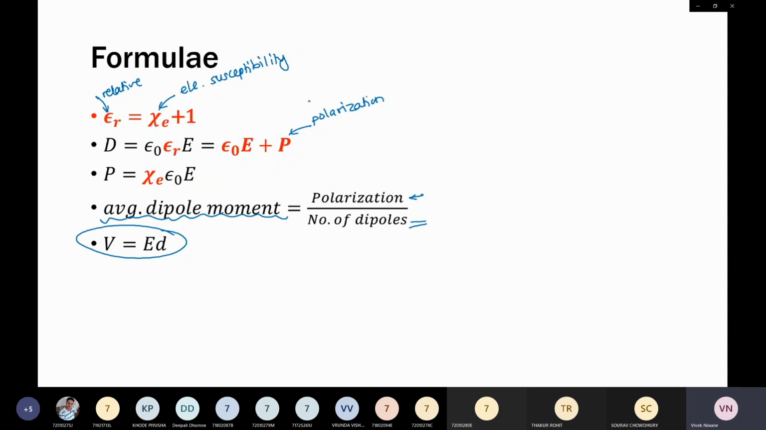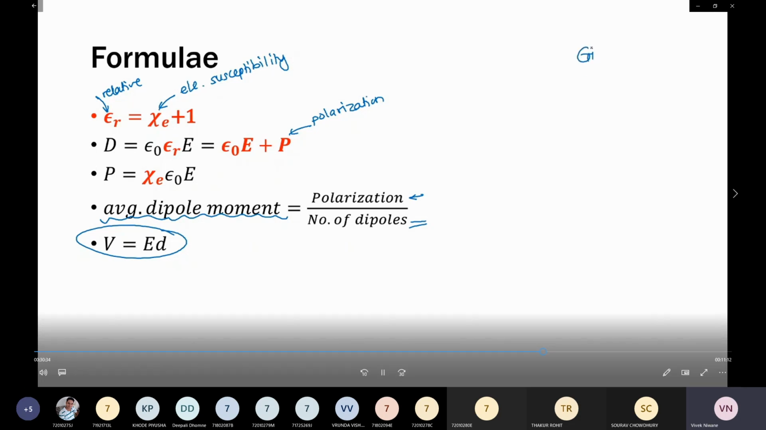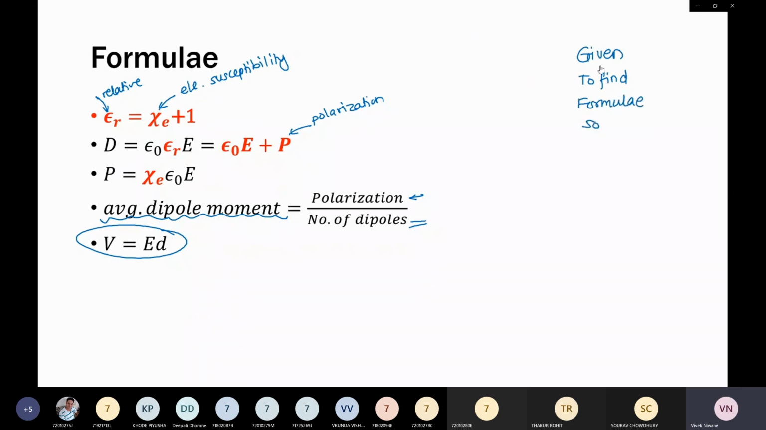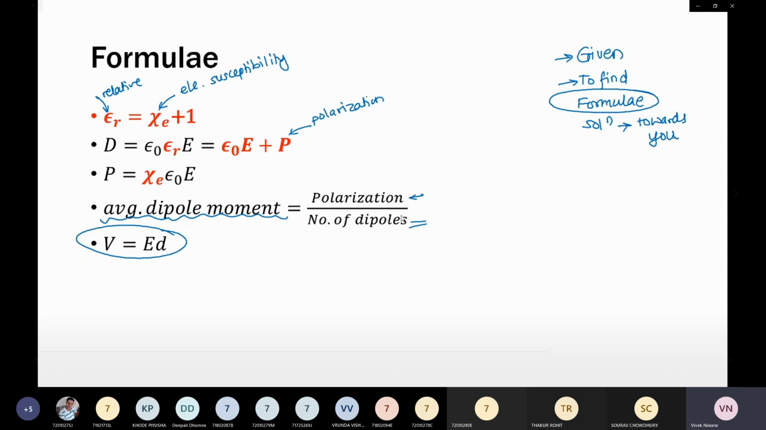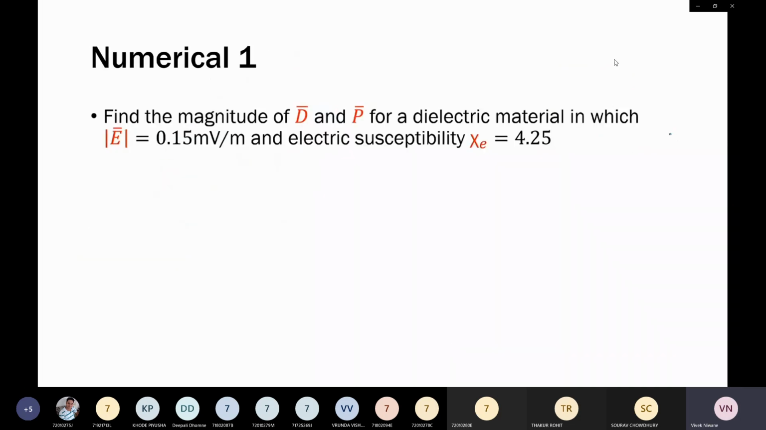If you remember this much, you can definitely solve numericals very easily. As said previously, the approach we are going to implement while solving the numericals: till date we have used given to find, then what sort of formulae. So we are going to discuss given, what to be found. I will give you a set of formulae, and you put in the values and get the answers. Okay, so let us go with the first numerical.